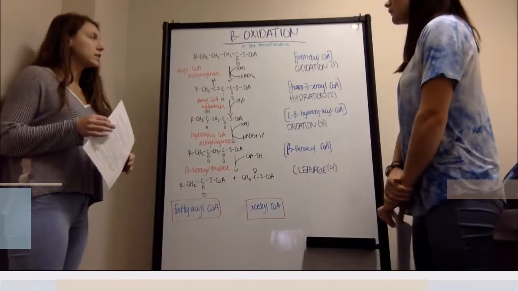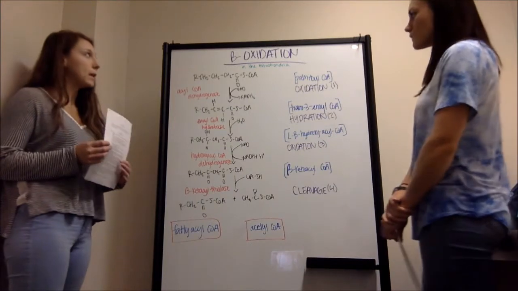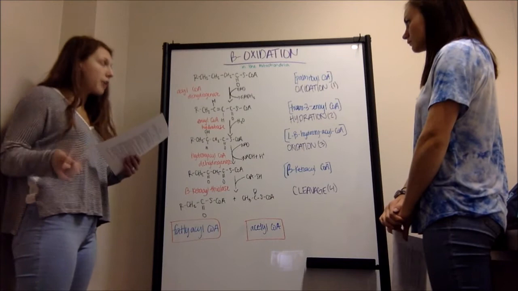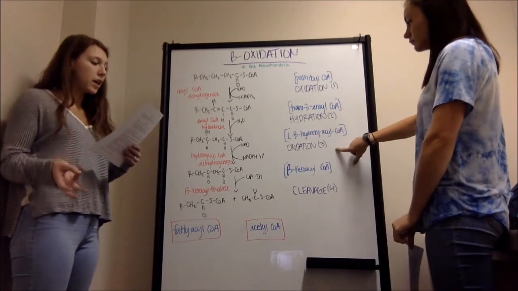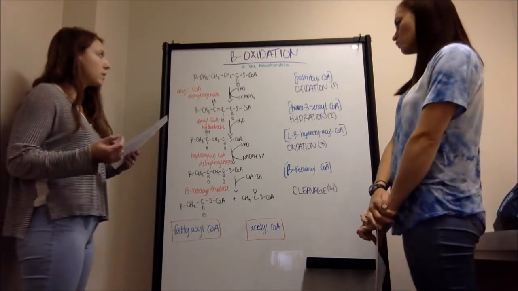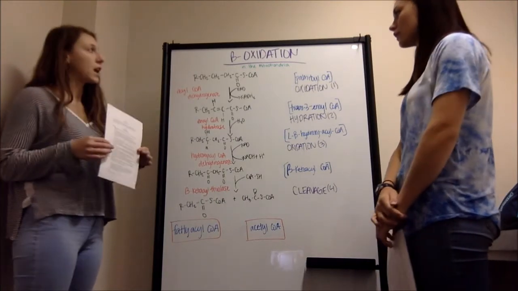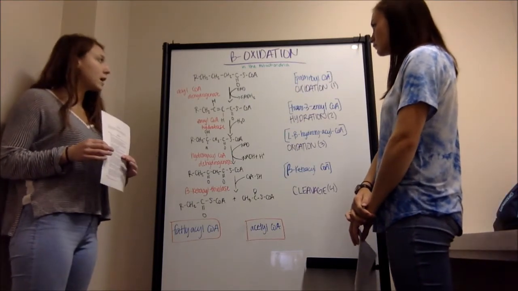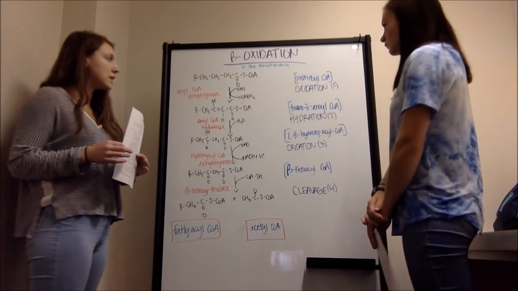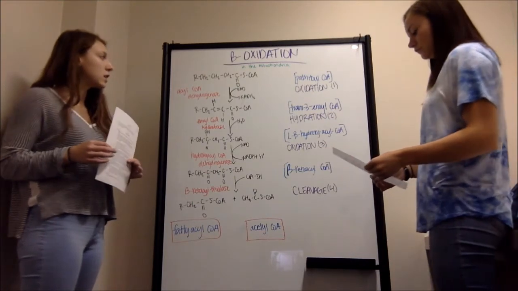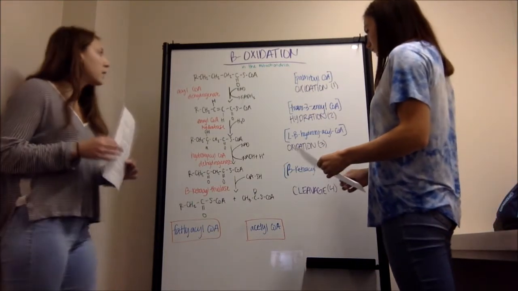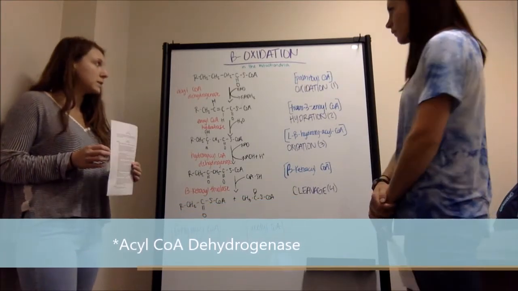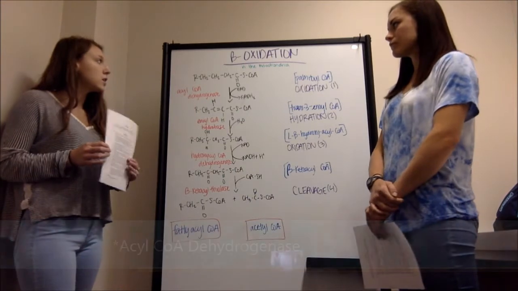Now that we have finally entered into the mitochondria, we are ready to begin beta oxidation. Beta oxidation consists of 4 overall steps: oxidation, hydration, oxidation, and cleavage. In the first step, the acyl-CoA, which in this example is palmitoyl-CoA, reacts with the enzyme acyl-CoA dehydrogenase and the cofactor FAD to produce trans-3-enoyl-CoA.